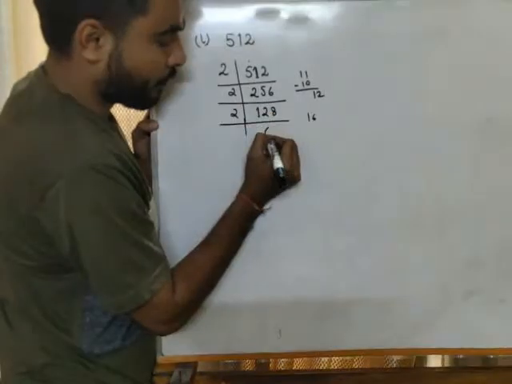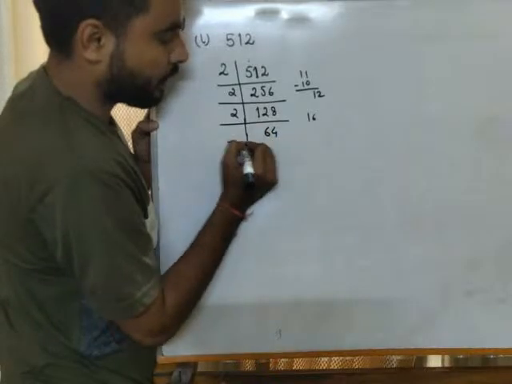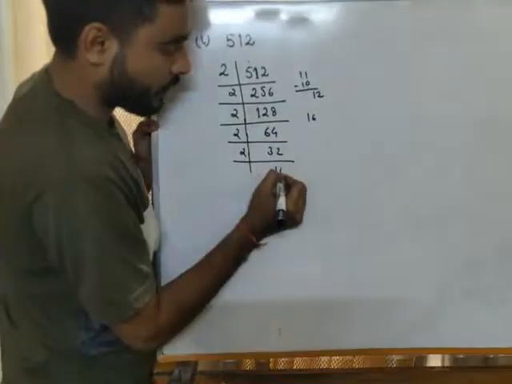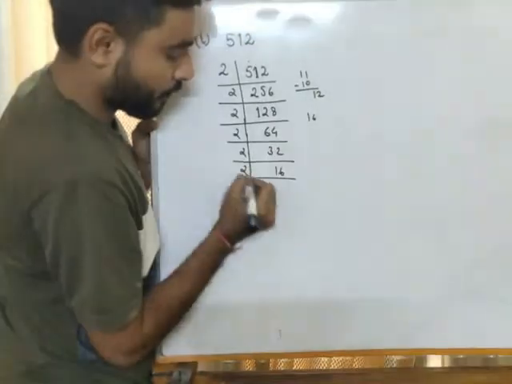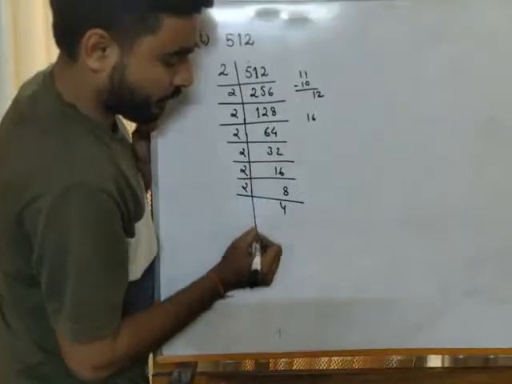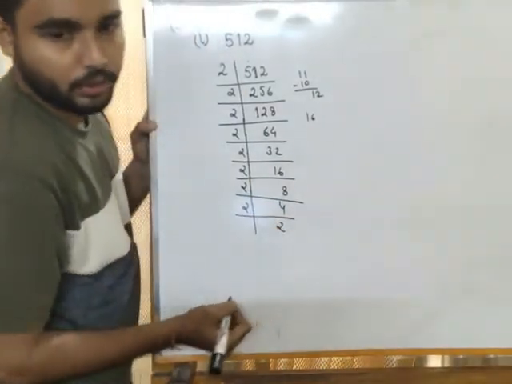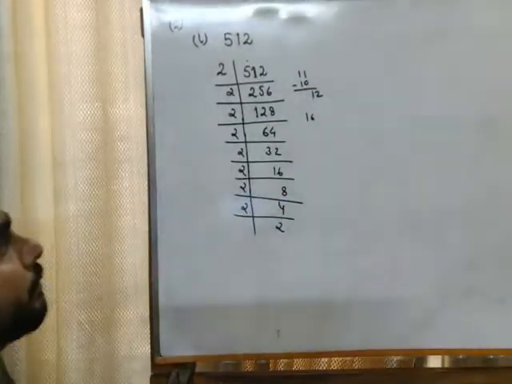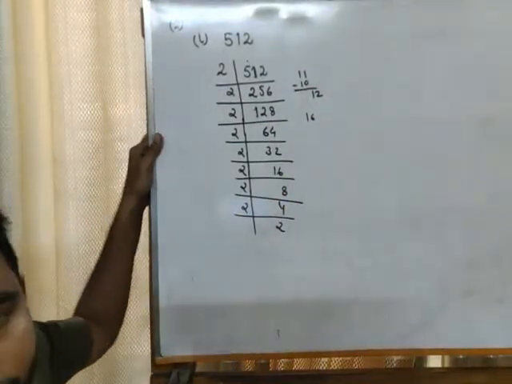In the table of 2, 6 times, 4 times. In the table of 2, 3 times, 2 times. In the table of 2, 1 6 16. In the table of 2, 8 times, 4 times, 2 times. So now we have all the factors of 512.